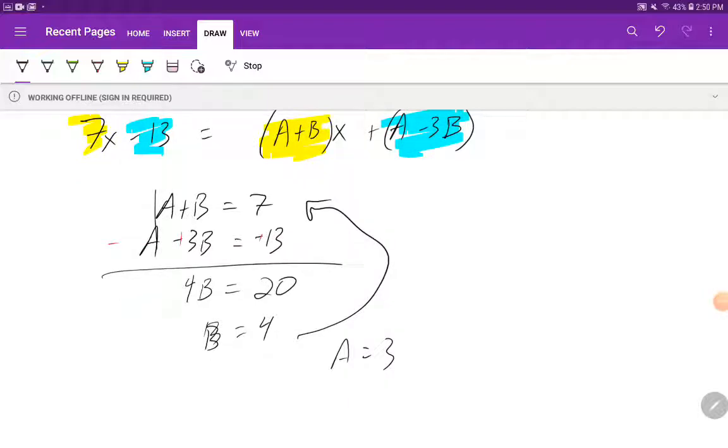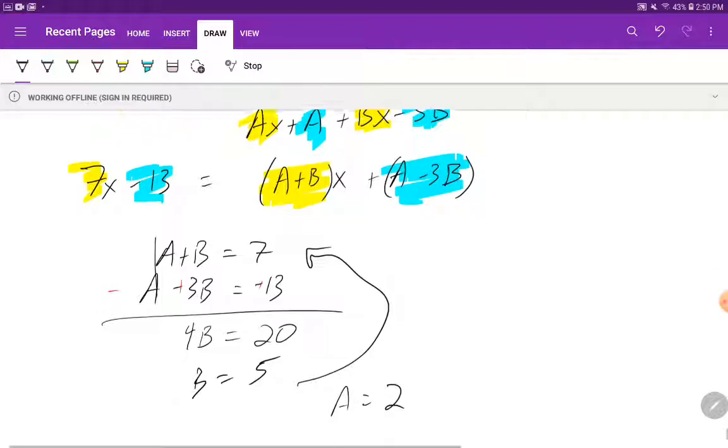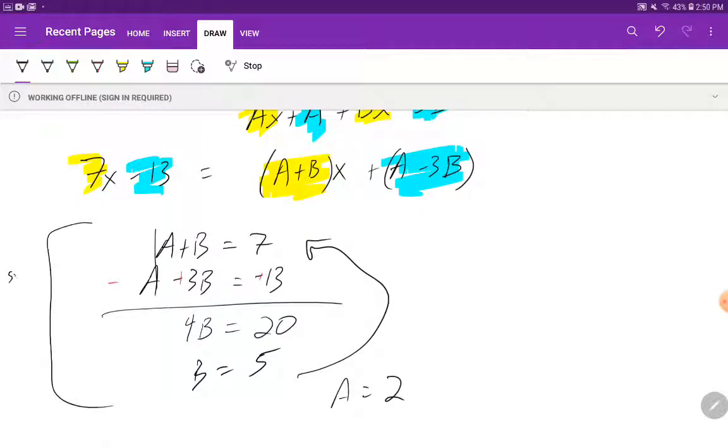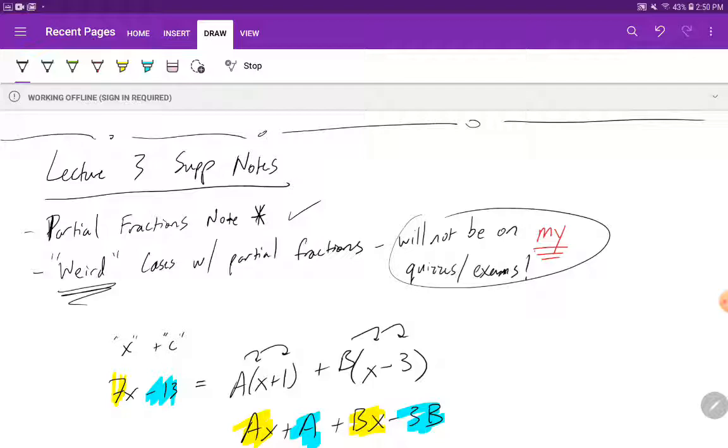Wait a minute, I think I messed up here. Whoops. B is 5. Sorry, I was rushing. B is 5, which means A is not 3. A should be 2. And that should line up with what we found in class, right? B was 5 and A was 2. So this is another way if you want to do it. You see the system a lot more clearly than with the other method. If you like the other method where you do the whole choose your x thing, then you can do it that way too. Okay, so that's what I wanted to talk about with the partial fractions.